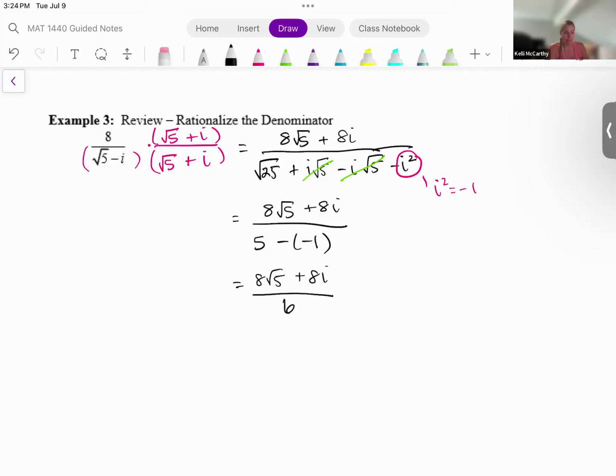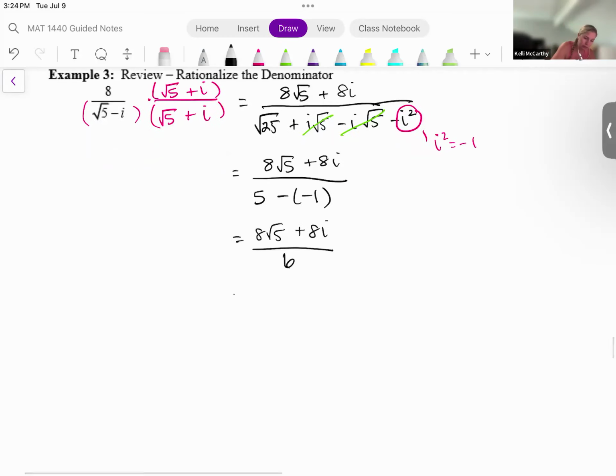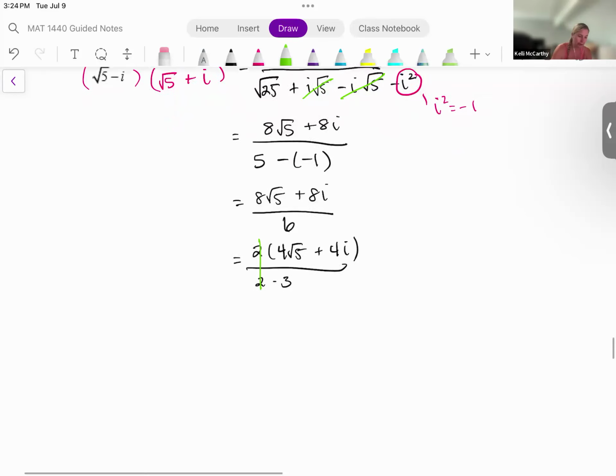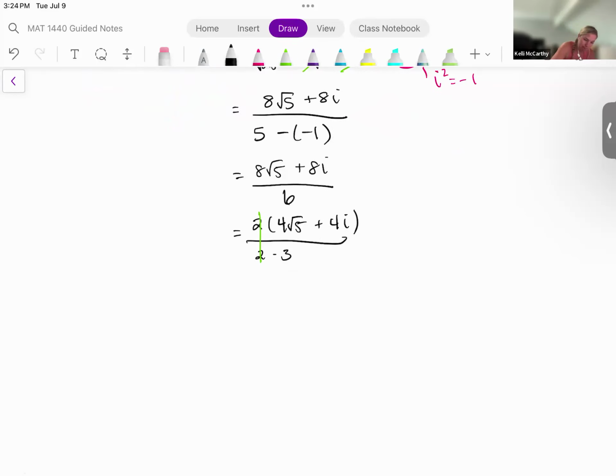Now we still have some simplifying to do. All of these terms have a factor of 2. So 2 times 4 square root of 5 plus 4i, divided by 2 times 3. That like factor of 2 in the numerator and denominator simplifies to 1. So we have 4 square root of 5 plus 4i divided by 3.